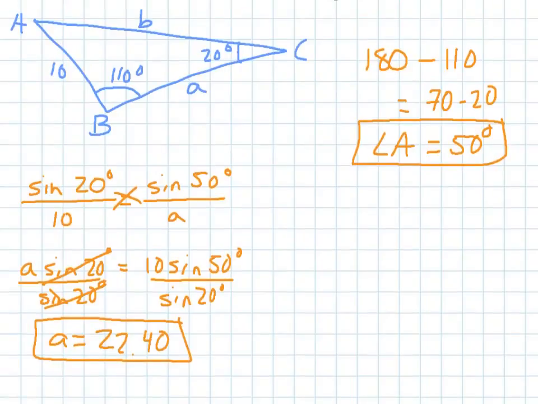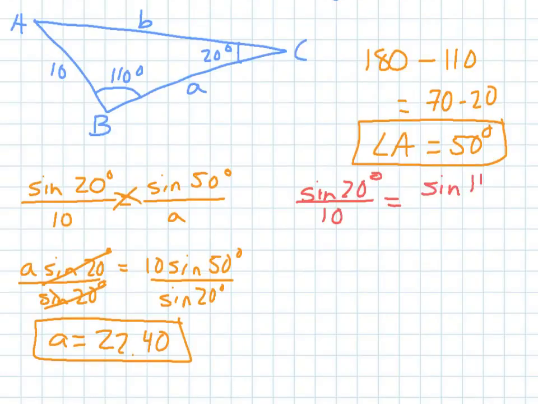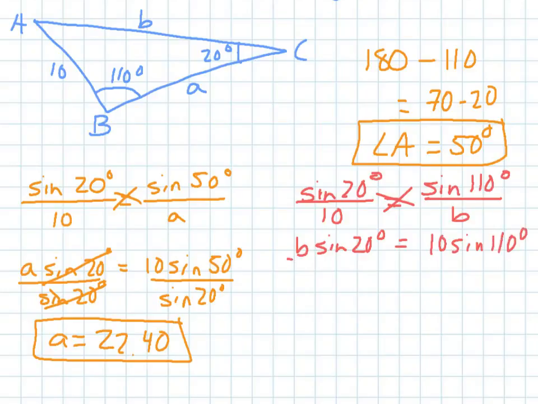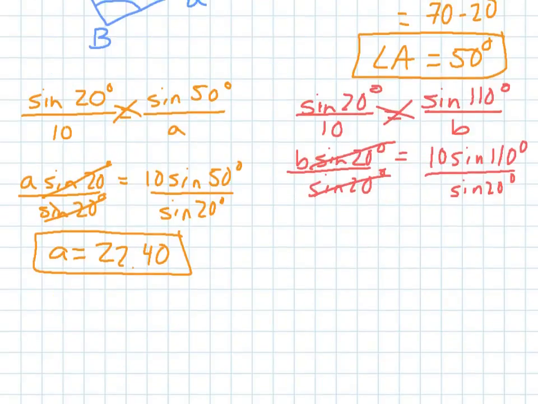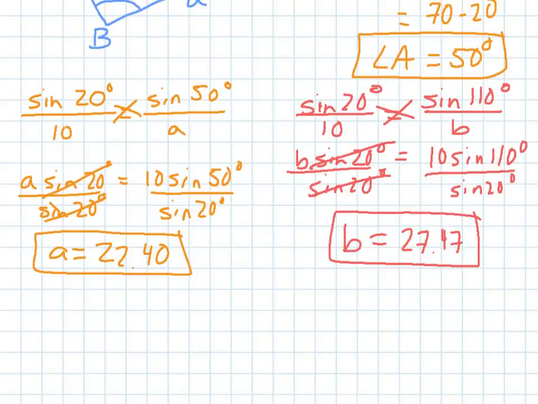Okay, then let's try solving for side B. So same ratio, sine of 20 degrees over 10 equals sine of 110 over B. And cross multiply. B sine of 20 degrees equals 10 sine of 110. Divide both sides by sine of 20 degrees. And then B equals 27.47. Okay, so then those would be the missing parts.